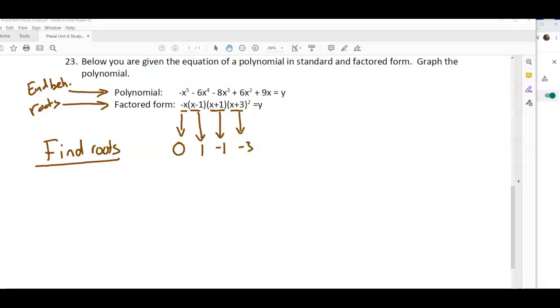The next thing you're going to do is you're going to identify which ones will bounce off of the x-axis. Well, we talked about that earlier as well. Any of the factors that have an even multiplicity or an even power will be factors that bounce. The other ones will go through the x-axis. So I'm going to put T for through and B for bounce. And the ones that have an even power are the roots that will bounce off of the x-axis.